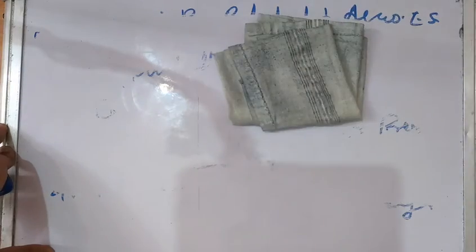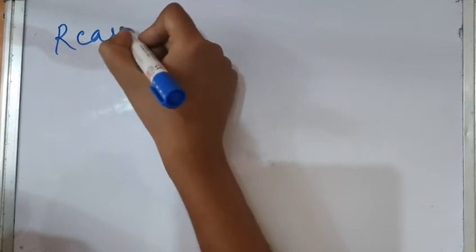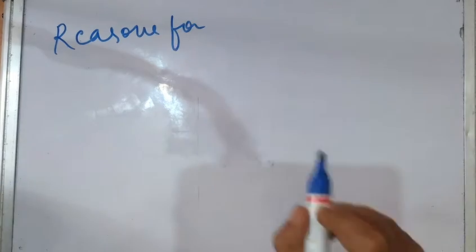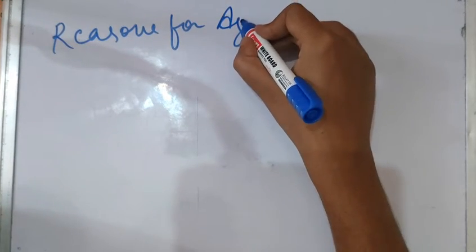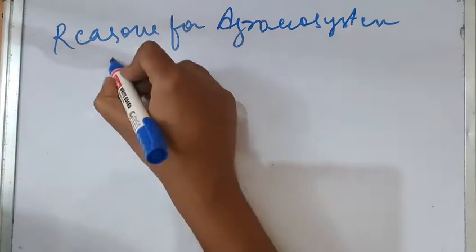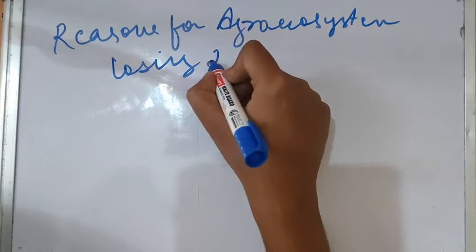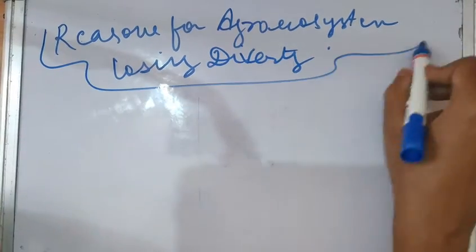Moving on to the next topic or question that has been asked: reasons for agro ecosystem losing diversity. How will you make notes? I think I should tell you, because making proper notes is very important. Suppose we are making notes for reasons for agro ecosystem losing diversity.